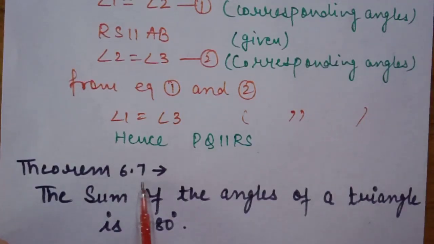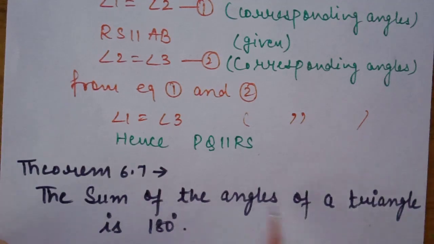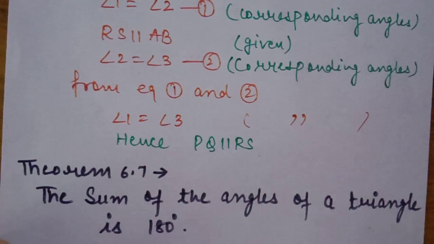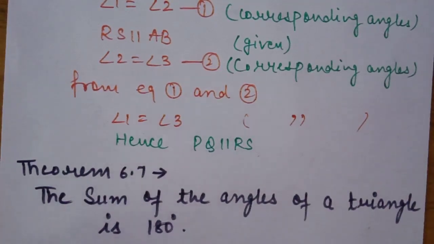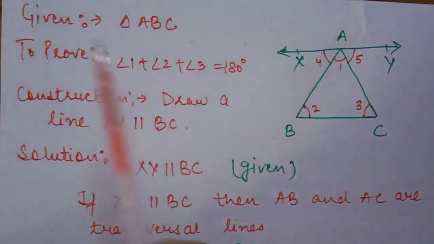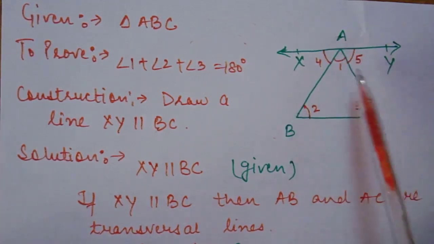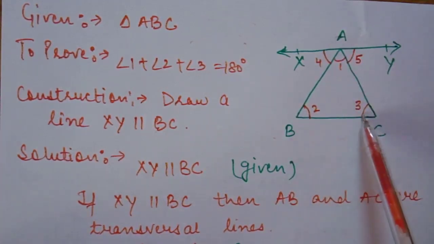The next theorem, theorem 6.7, is: the sum of the angles of a triangle is 180 degrees. Now we are going to prove this theorem, and we also call it the angle sum property of a triangle. So we will draw a triangle ABC with angle 1, angle 2 and angle 3.